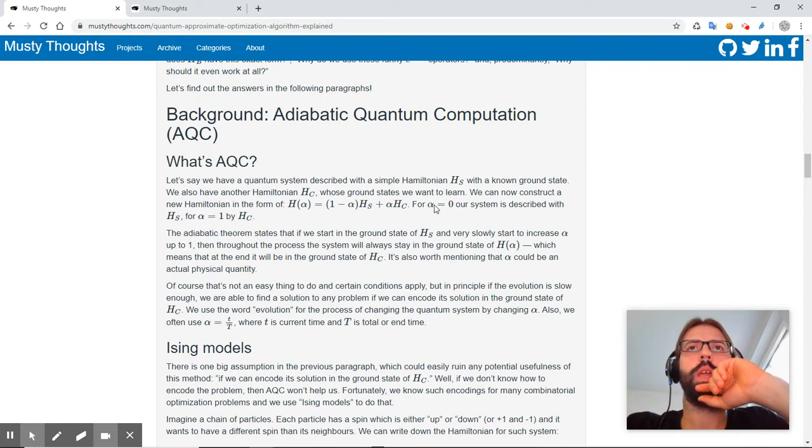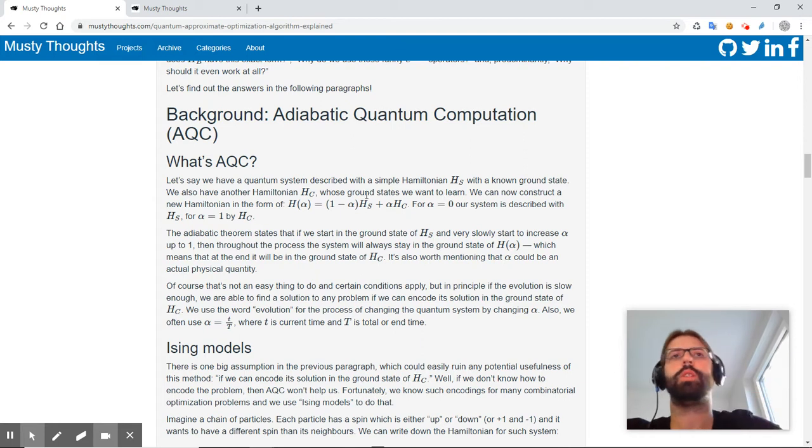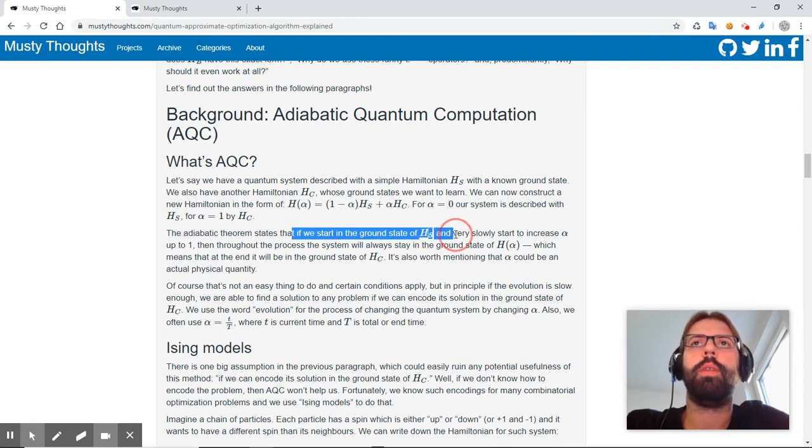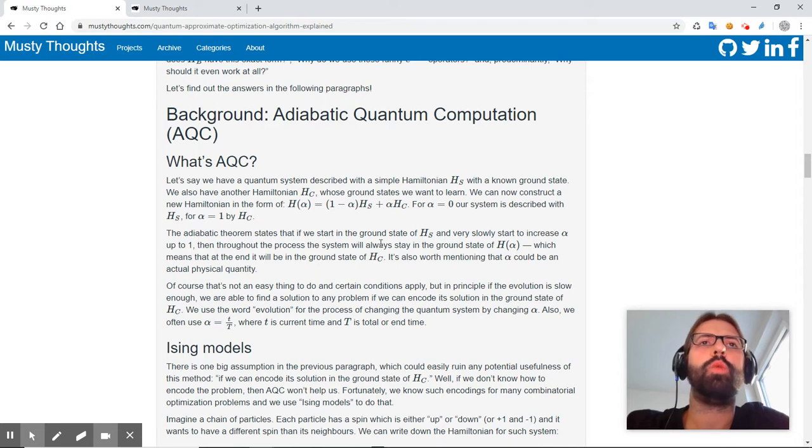Okay, so it's a weight. When alpha is 0, then it's just HS. When alpha is 1, it's just HC. So this is a linear combination of those. The adiabatic theorem states that if we start in the ground state and very slowly increase alpha up to 1, then throughout the process, the system will always stay in the ground state of H, which means that at the end it will be in the ground state of HC.